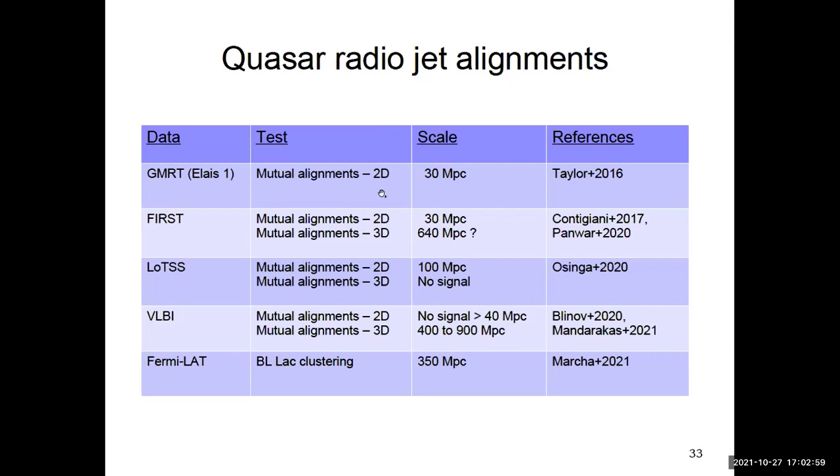Also, the size of the survey is sometimes not big enough to test a very large scale, but we see that our signal appears at various scales: 30 megaparsec in the first cases, and here we reach 500, 900 megaparsec. So the last study is a bit different because it considered the BLA clustering.